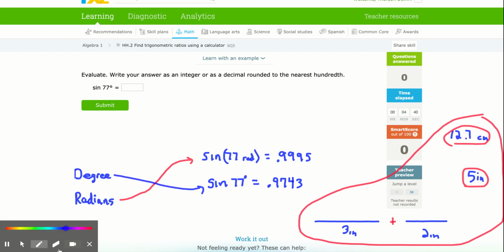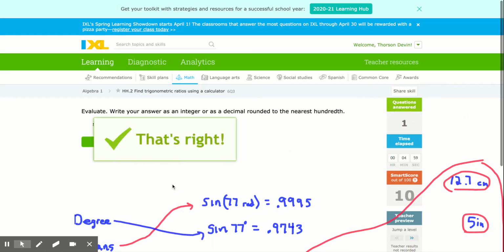Now, I know that one doesn't seem like a big difference, but it is a difference, and you would get marked wrong because you would type in 1, because if you round it to the nearest hundredth, that'd be 1. But in degrees, it's actually 0.97. Now, again, that difference can be a lot bigger. In fact, you can get negatives and positives.